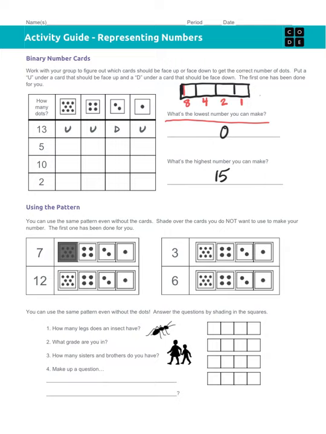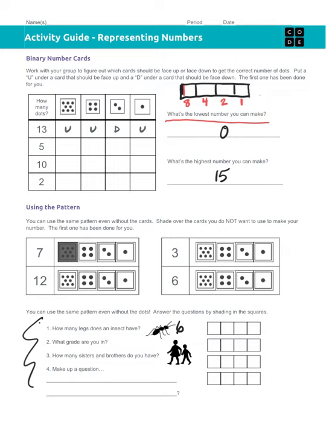All right, let's skip down to the bottom and look at these questions right down here. Okay, so number 1 says, how many legs does an insect have? And we know that answer to be 6. So we're going to have to code that by shading in the squares. Well, go back and look at the one I drew at the top.